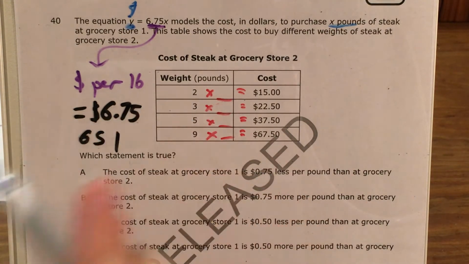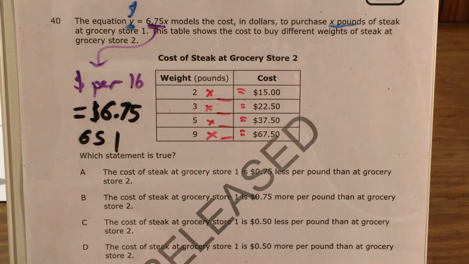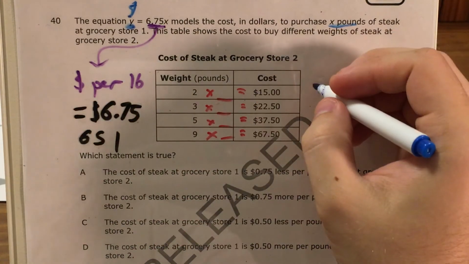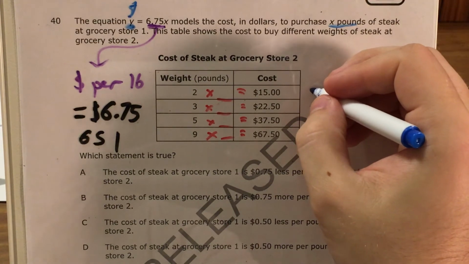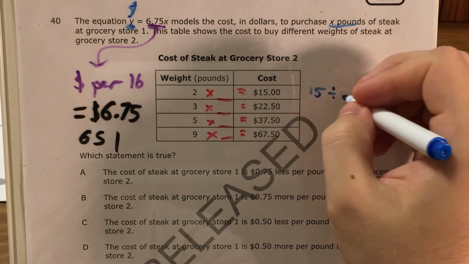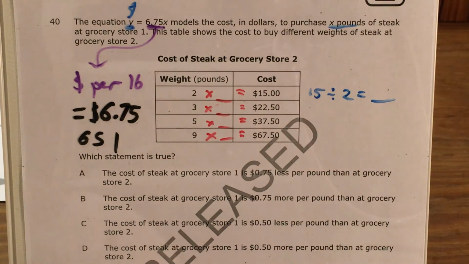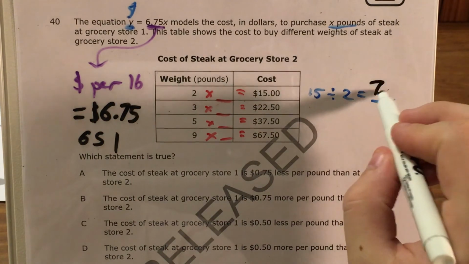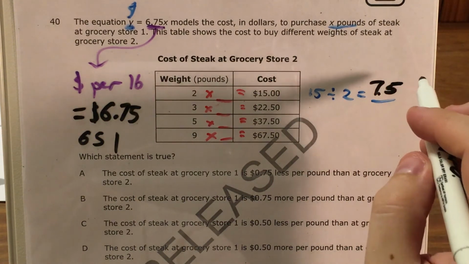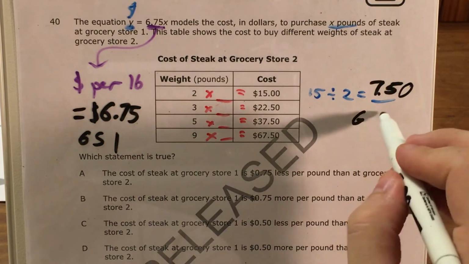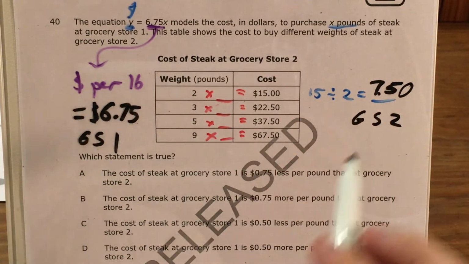So I'm going to go ahead and pick my top row because the numbers are smallest. And I'm going to see that if 2 times something equals 15, then I can use fact families to flip that around and say that 15 divided by 2 equals that same something. Now, whether you use your calculator or do this in your head or whatever, you should end up with an answer of 7.5, also known as $7.50. So that's grocery store 2.